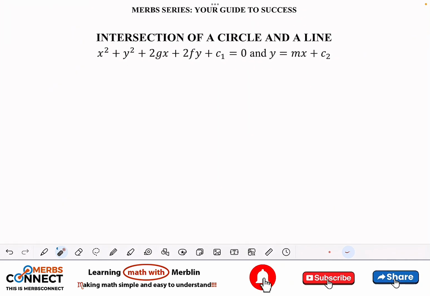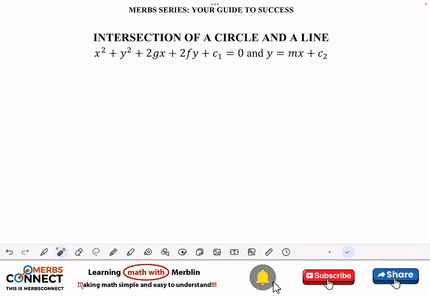Okay, so let's look at this one. I hope you are here with me. Still, we are working with the formulas, trying to understand the whole stuff before we take examples, right? So: intersection of a circle and a line. Good, I love this. So we are talking about intersection of a circle, right?